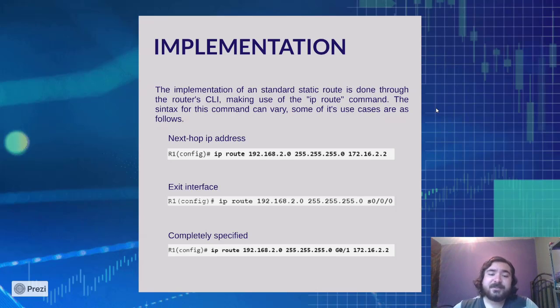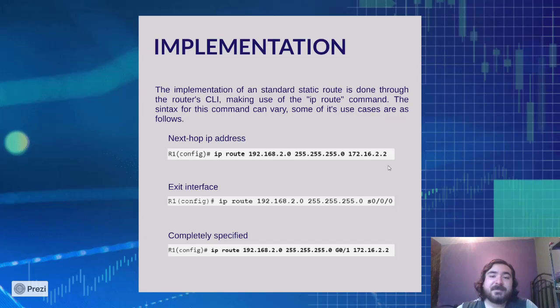The first of its use cases is by the next hop IP address. In this case, what we need to type is, first of all, the name of the command, which is IP route, and then the target network that we want to reach, its IP address, I mean. After that, we need to add its subnet mask, and finally, the address of the next hop that we want to reach. This, of course, has to be directly connected.